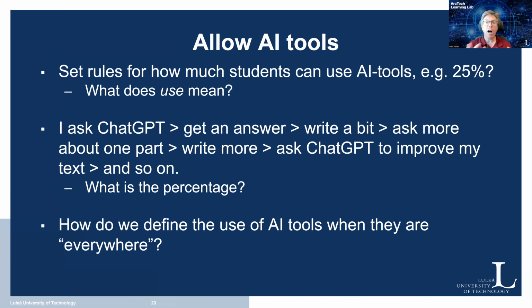So coming back to this allowing AI tools. Here, can we then set a sort of a rule for how much students can use the AI tools? For instance, Stanford, they were very, very early out with sort of saying that, well, students are allowed to use AI tools, but they can only use it for 25% of the work. But what does 25% mean here?